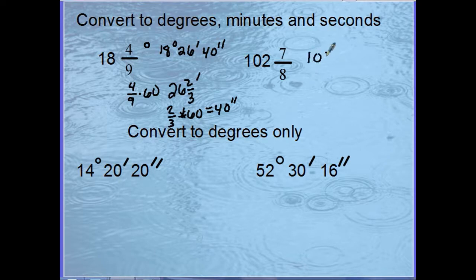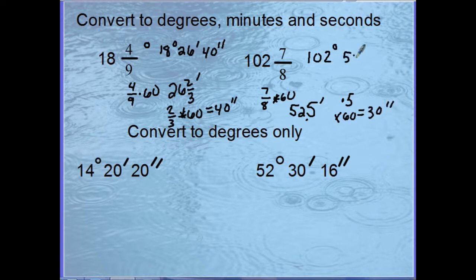You should have 102 degrees, and let's take that 7/8 and multiply that through by 60, which gives us 52.5. And that's going to be our minutes. Take that 0.5 and multiply that through by 60, which gives me 30 seconds. 102 degrees, 52 minutes, 30 seconds for our final answer.